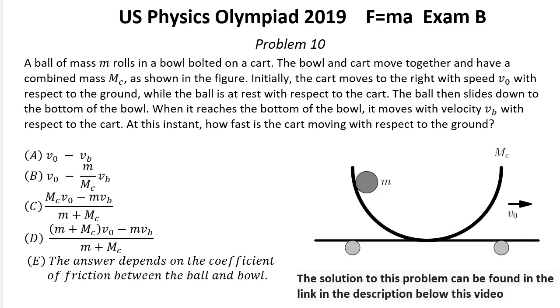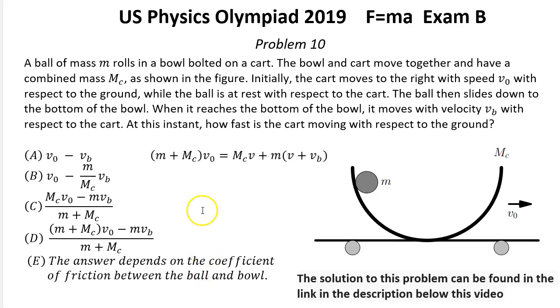Solution for problem number 10. Here we can use momentum conservation because there is no friction between the cart and the ground. So it means that initial momentum equals final momentum. And there will be an equation.